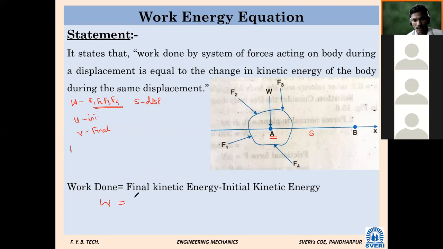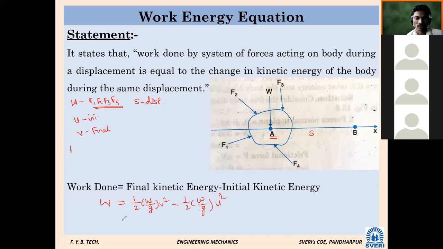What is the formula for kinetic energy? 1/2 mv square, but instead of mass, weight is given. So what should I write here? W upon g, v square. It will be final minus initial kinetic energy. If initial velocity is U, then the work done is W upon g into U square.